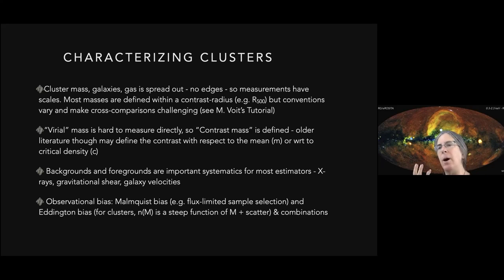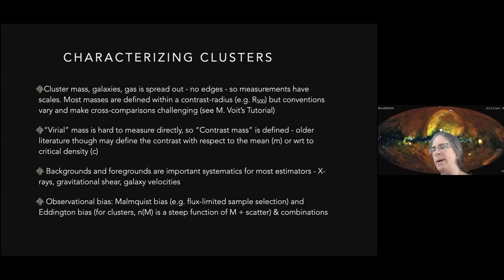And then there are observational biases. So I'll bring up Malmquist bias, which is the bias you get from selecting a sample by its flux. And so you tend to include the brightest examples of the underlying, say, volume limited set. And that can skew your answer.